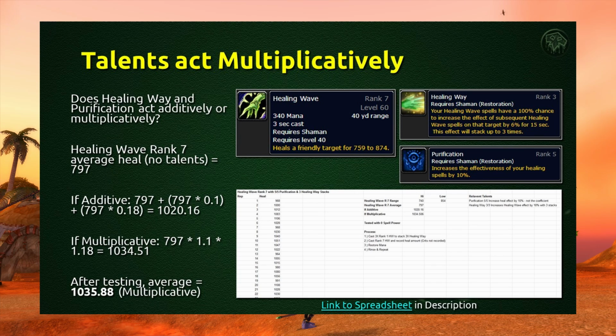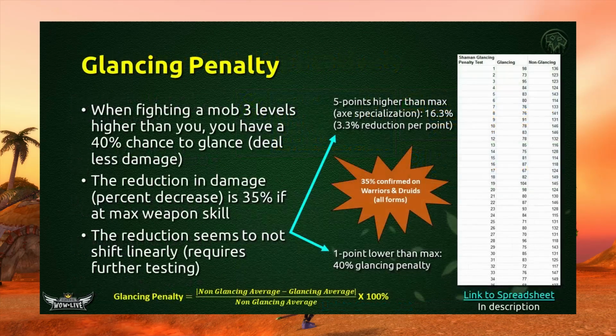I don't know if this is the same for every class, but what we can say with confidence is this is how it works with Shaman for Healing Wave and Purification. So if you're another healing class or another spell damage class, I'm not saying this is something you could take as gospel, but it's something that you could test and something you can also check out if you're interested. Now let's move on to glancing penalty.